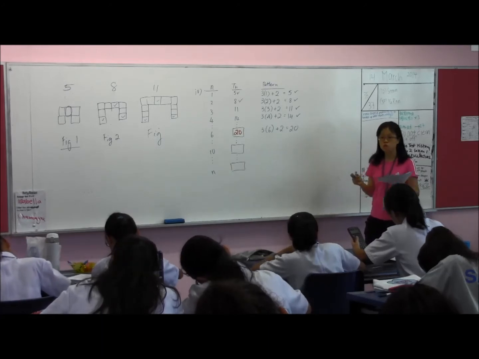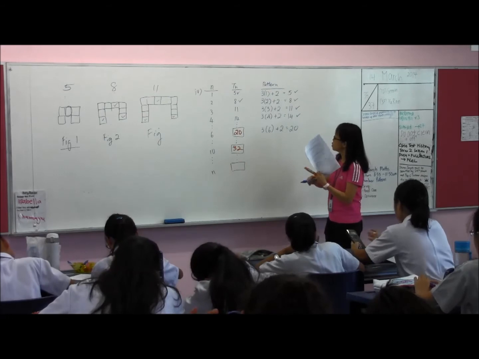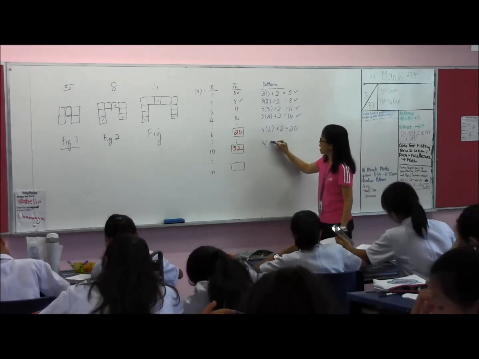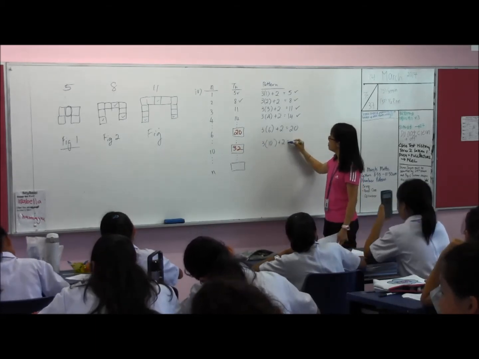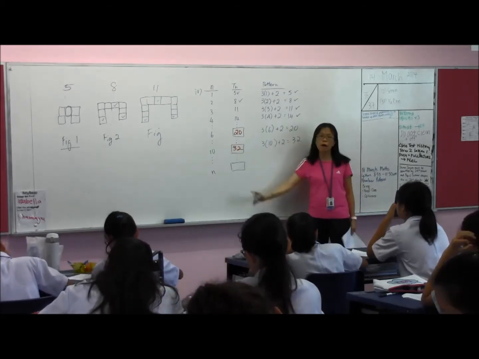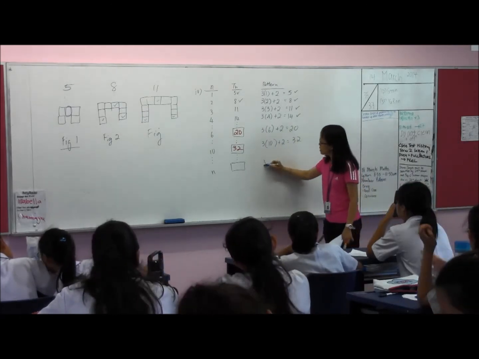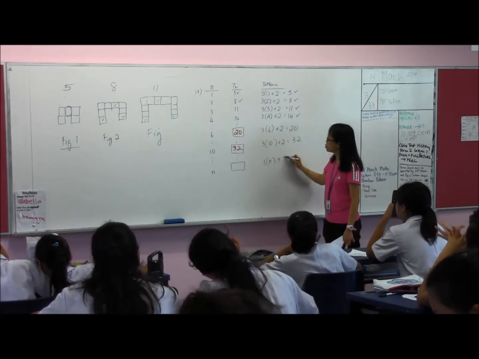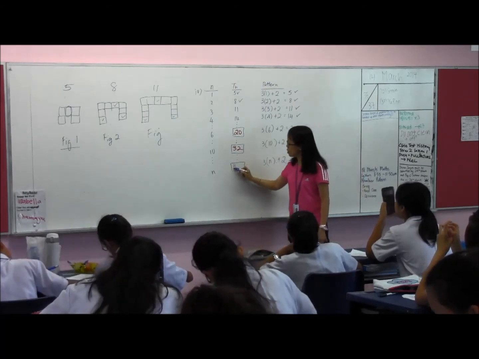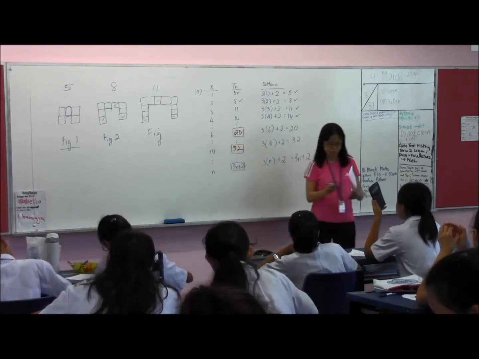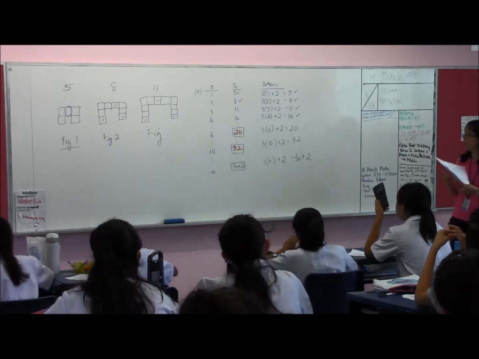Huh? 32? How did you get 32? Let's check. It's 3 times 10, because n is 10, then plus 2, yes, it's 32. How about this n? 3 times n plus 2, so it's 3n plus 2. So this is how we can generate the general term.